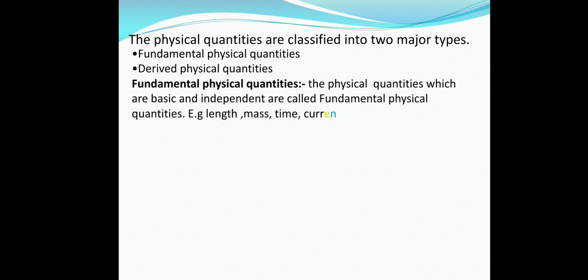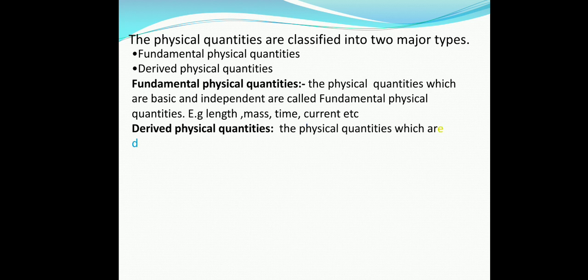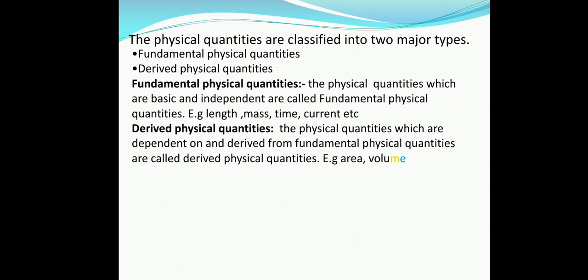Fundamental physical quantities are those which are basic and independent. They do not depend on any other physical quantities, so they are known as fundamental physical quantities. For example, length, mass, time, current, temperature, they are fundamental physical quantities. They do not depend on any other physical quantities.